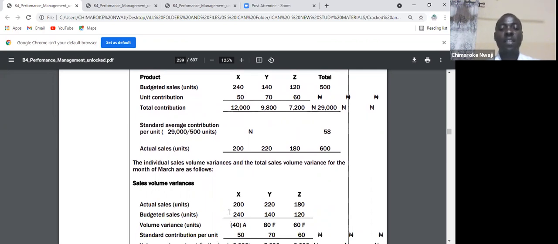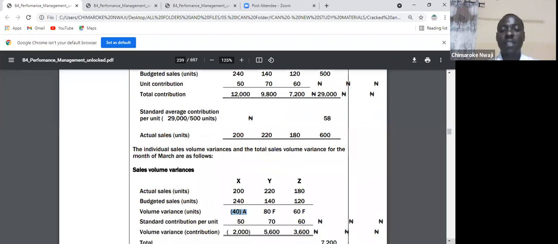For X, the actual, that's what we start with, actual quantity sold, 200. Standard quantity or budgeted quantity is 240. That means we have a shortage, it's adverse, of 40. So when you have set a target and you went short of it, you have an adverse. And the standard contribution margin is 50 naira. So it simply means here that you have a variance of 2,000 adverse.